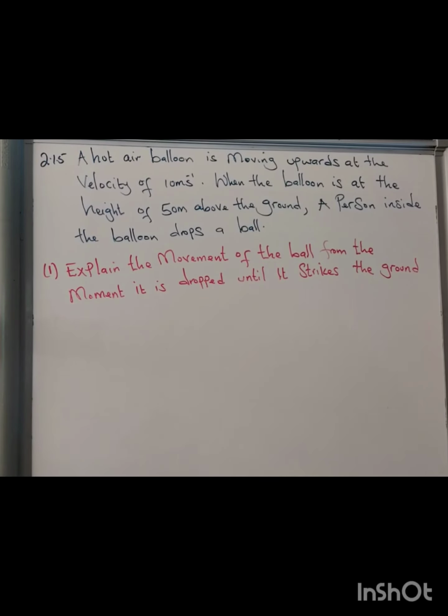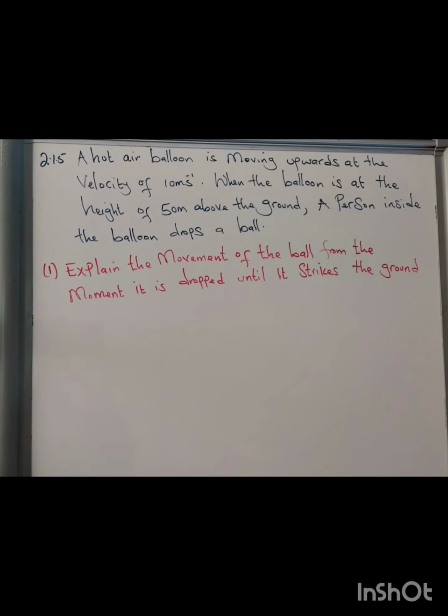And tonight we are still continuing with projectile. The question says that a hot air balloon is moving upwards at the velocity of 10 meters per second. When the balloon is at the height of 50 meters above the ground, a person inside the balloon drops a ball. Explain the movement of the ball from the moment it is dropped until it strikes the ground.